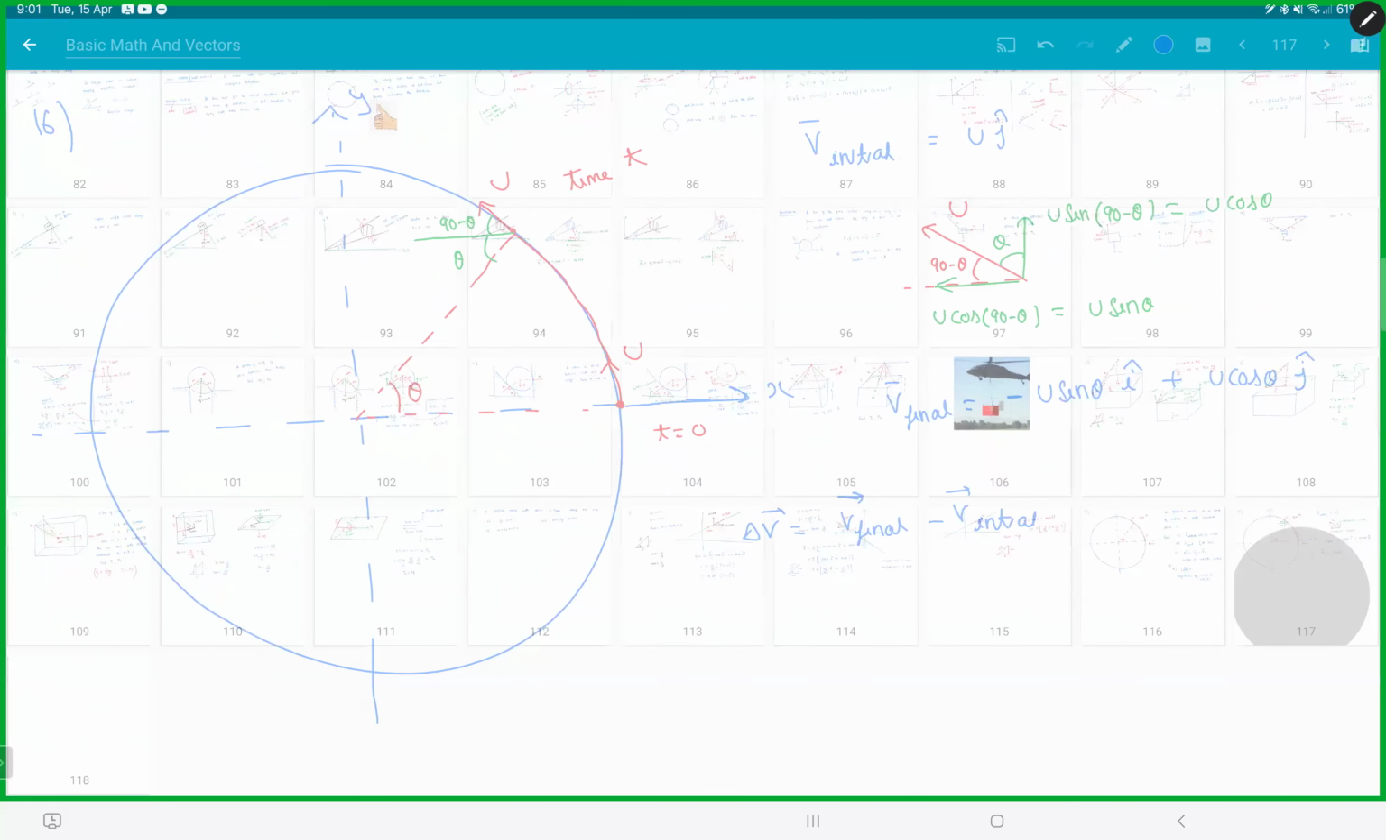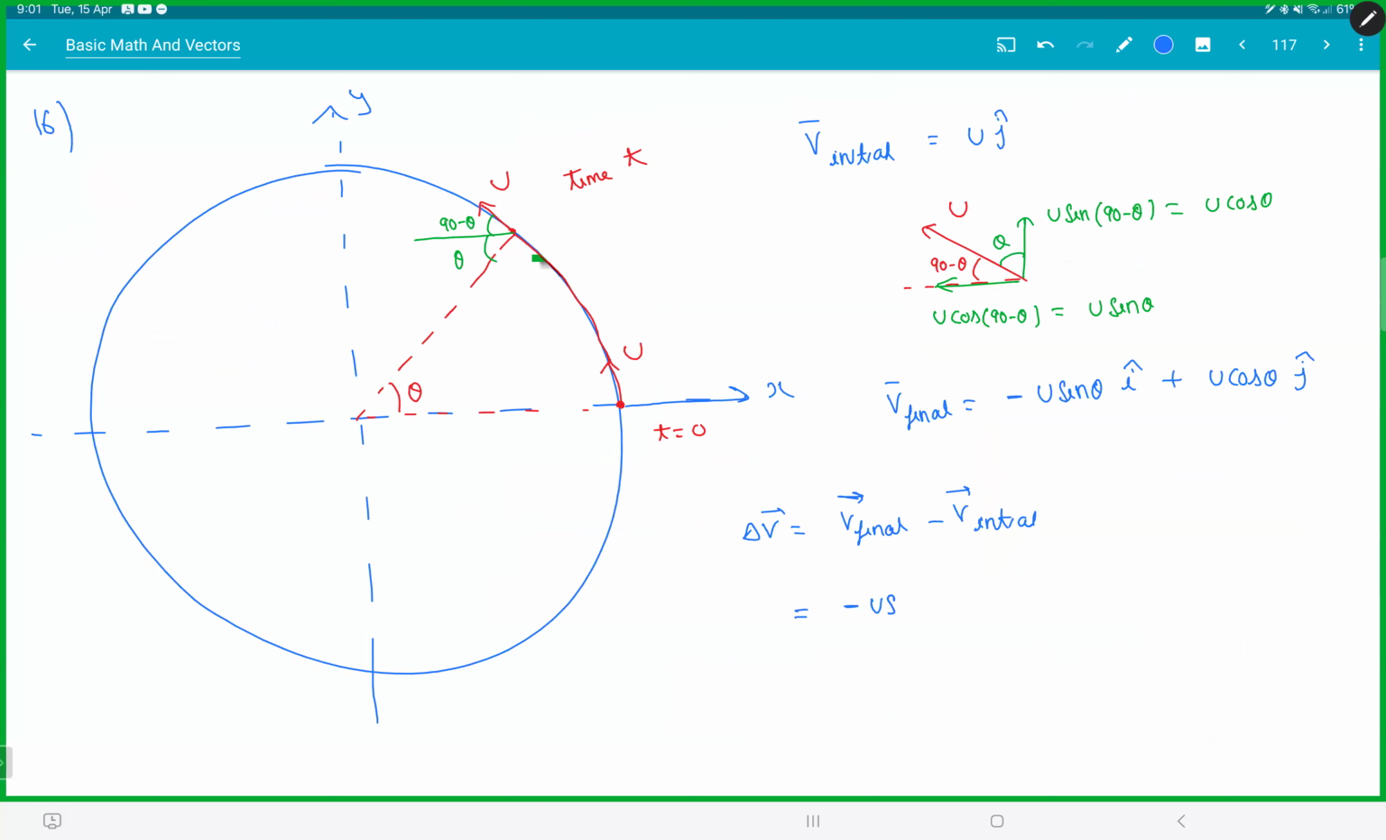What is V final here? So V final is this thing, minus U sine theta I cap plus U cos theta J cap, minus V initial, which is U J cap. So bring all the sine thetas, I cap, together: U sine theta I cap, and bring all J caps together: U cos theta minus 1 J cap. This is your velocity vector delta V.